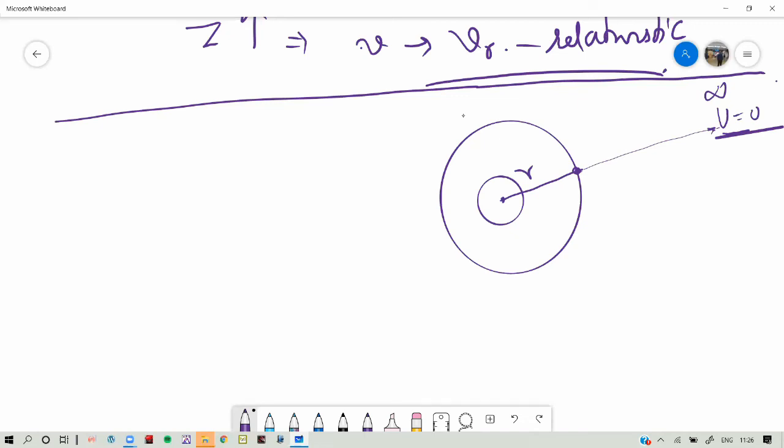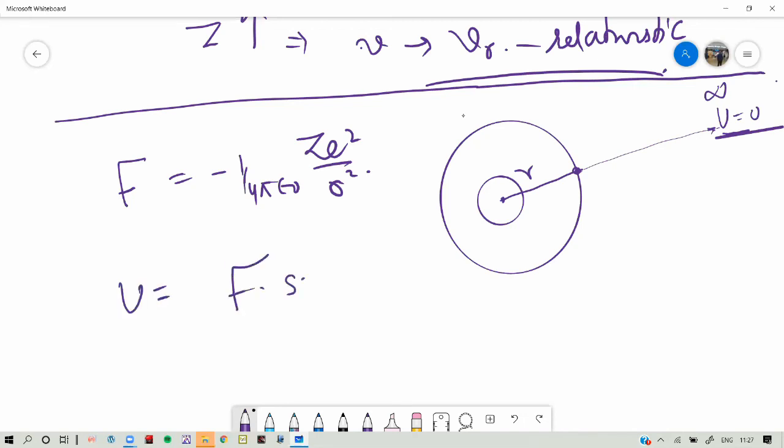And the force of attraction at some distance r is equal to minus 1 by 4 pi epsilon naught, z e square by r square. This is simple Coulomb's law. Minus is because it's a force of attraction actually. For attraction we take minus, for repulsion we take plus. This is the sign. And how do we get potential energy as the work done? It is F dot dr actually.